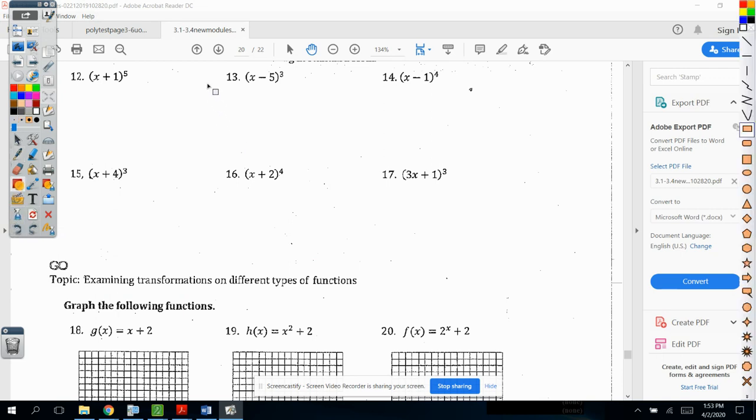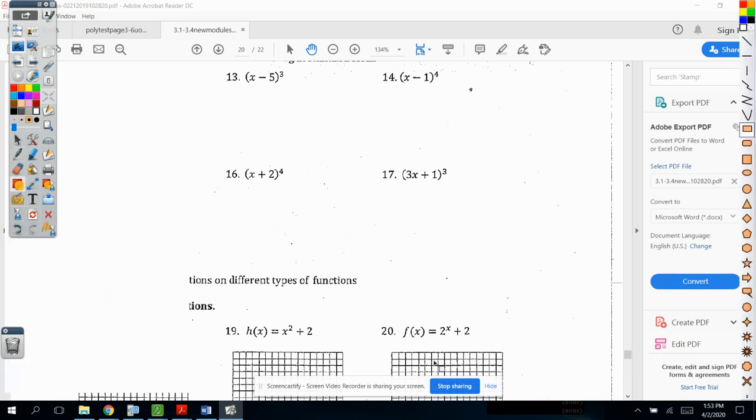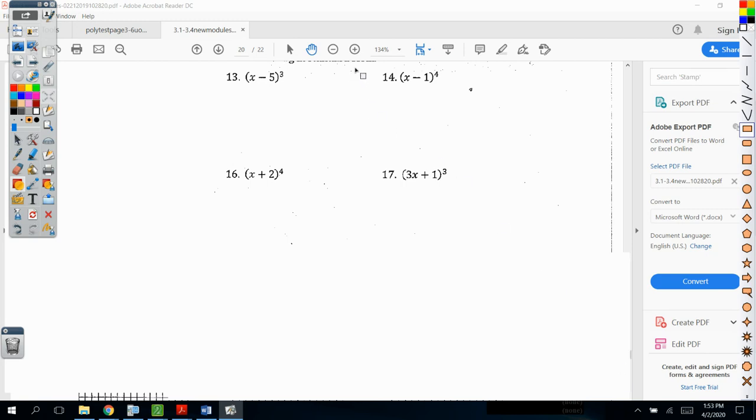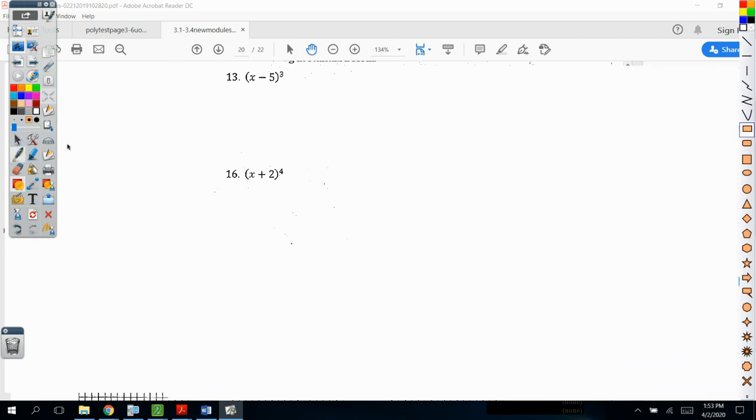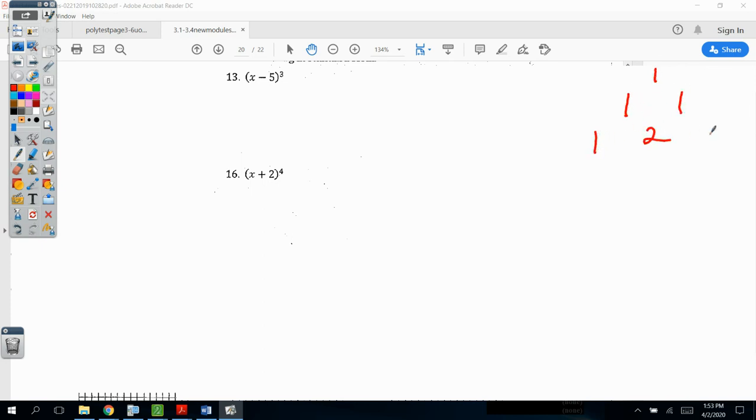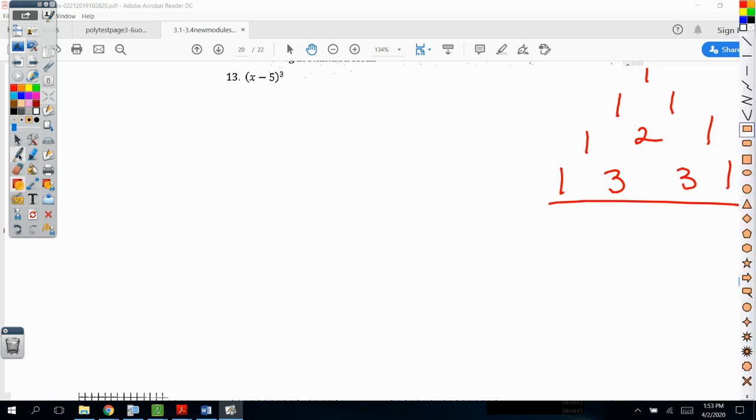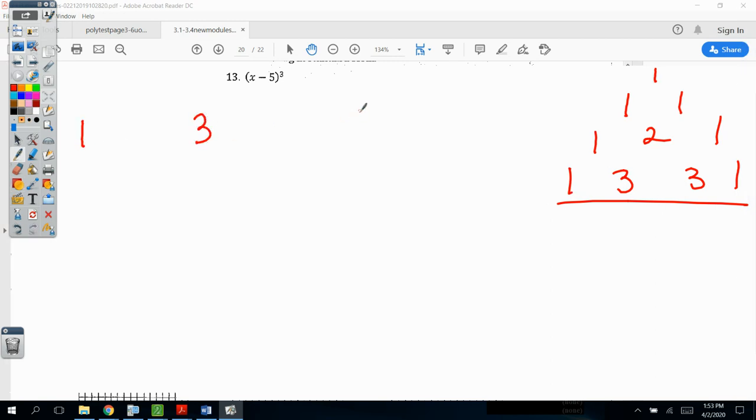Okay, let's look at number 13. 13 is harder because of this negative sign and because there's a 5 there. It's easier because I only need row 3, which is 1, 3, 3, 1. By row 3, I mean the one that has the 3 show up. So this is the row I need. Spread out your coefficients. So 1, 3, 3, 1. Okay, start with the x right here, take it to the third power, and then go down the hill by powers. And then we're out.